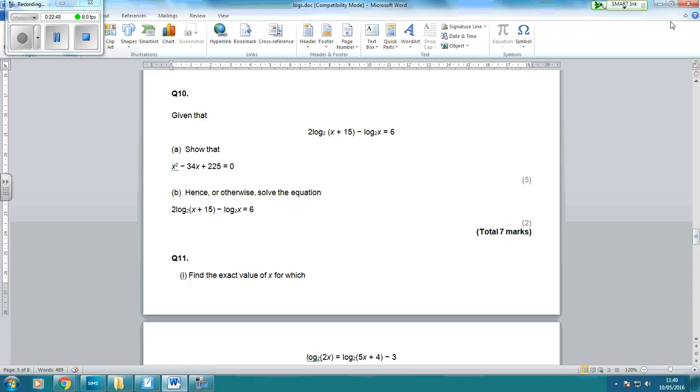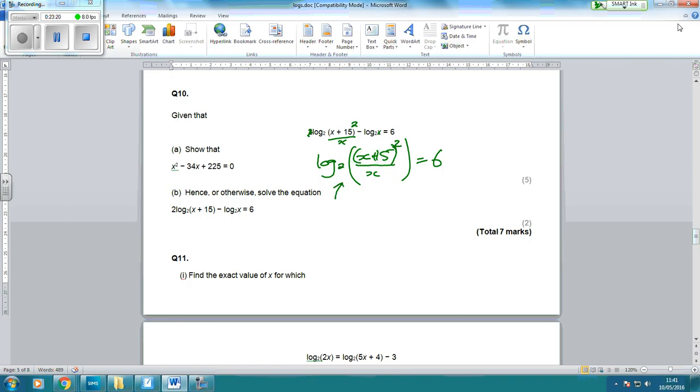Next question. Again, exactly the same thing. We can't do the log take away the log because you've got this 2 here, so we've got to deal with that first. So it's going to be log to the base 2 of x plus 15. We've got to bring the 2 up to make it squared, and then we can divide by the x. So we've done 2 steps in 1 there. We've put the 2 up here, and then we've divided, so we've brought that x down underneath.